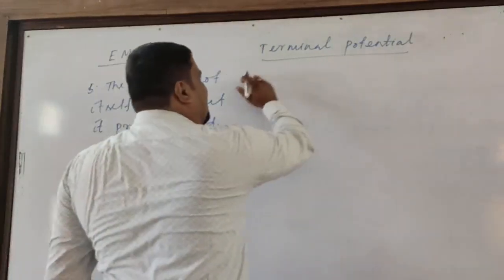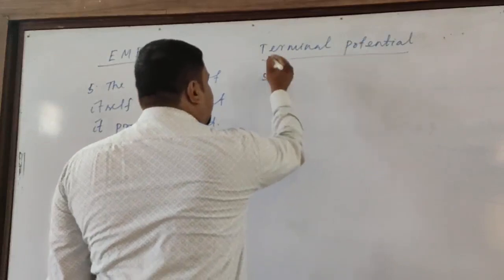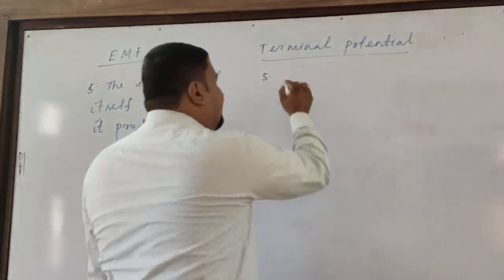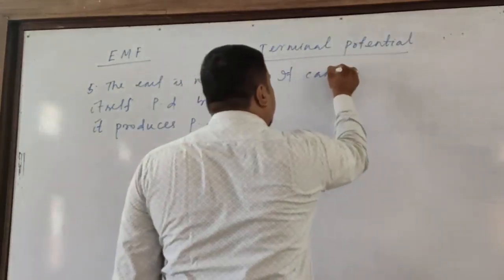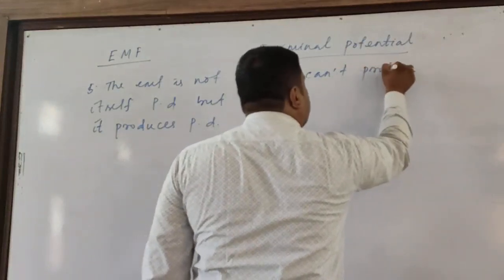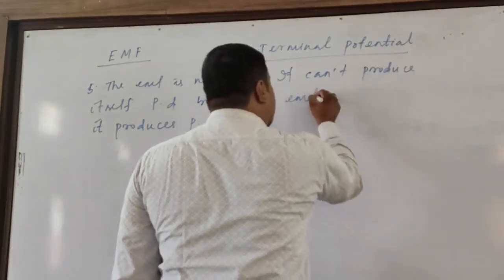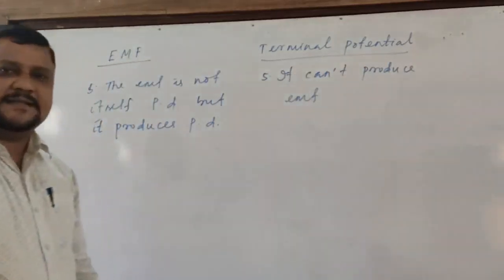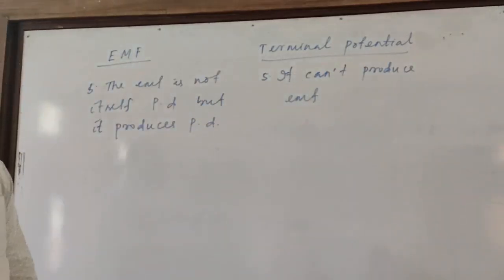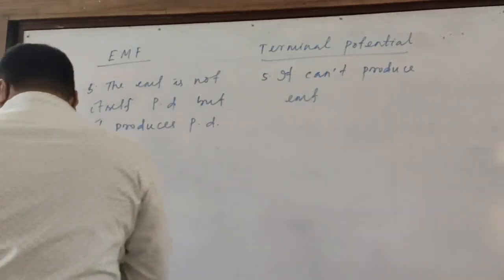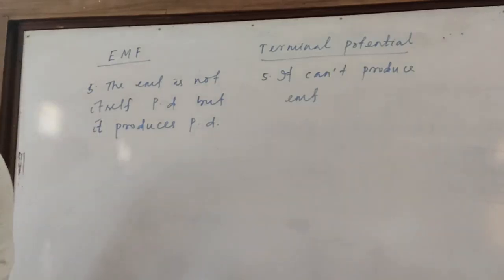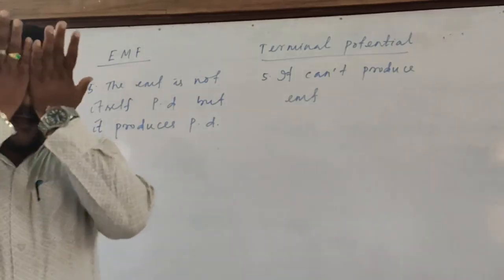In terminal potential or in potential difference, you can say that it cannot produce EMF, because it is in the cell. This EMF is fixed in the cell, so it cannot produce the EMF. Like that, next one. These are the points we can say about that.